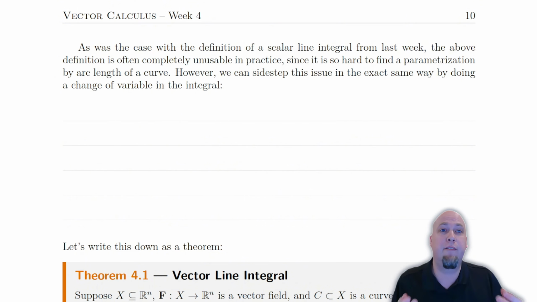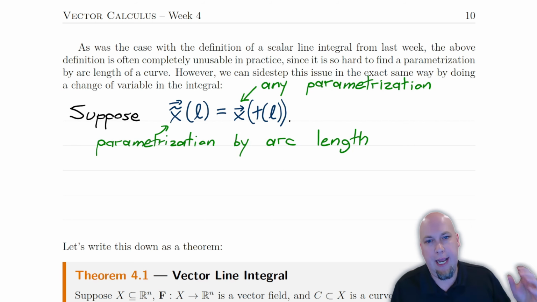In other words, I would like a formula that does not rely on a parameterization by arc length, but just relies on any parameterization, whatever parameterization I can find. Fortunately, we can do this. We can come up with a formula that works for any parameterization, any path.